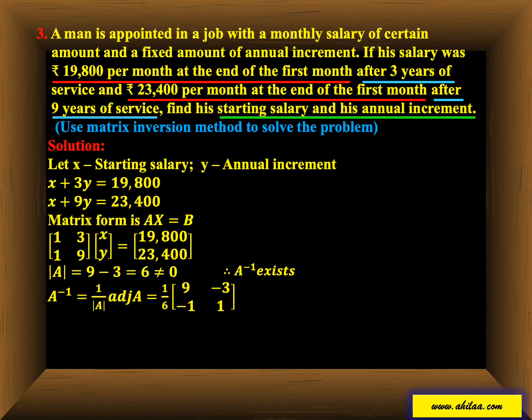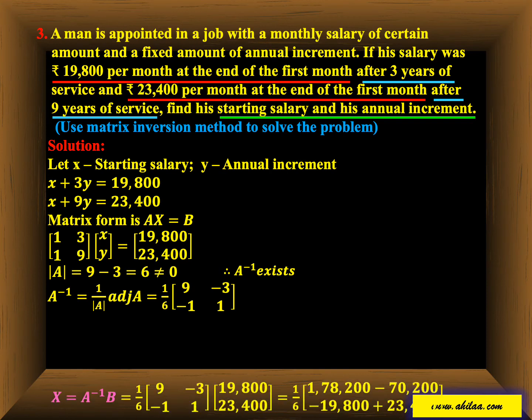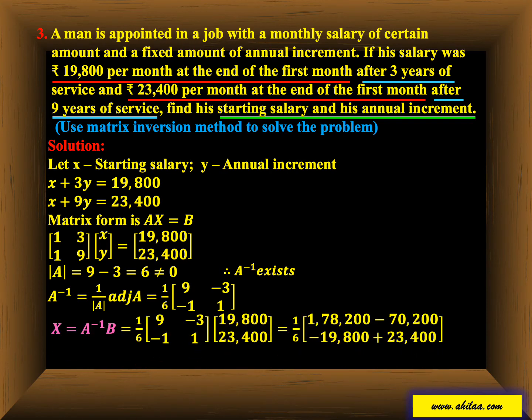Therefore A inverse exists. So find A inverse using the formula 1 by determinant A into adj A. You know 1 by determinant A is 1 by 6 here. So 1 by 6 into adj A, as it is a 2 by 2 matrix. Interchange the main diagonal elements, change the signs of the other two. So we are getting adj A as 9, minus 3, minus 1, 1. Now we need to get the variable matrix, that is capital X equal to A inverse into B.